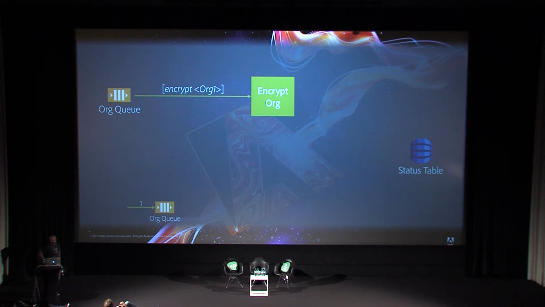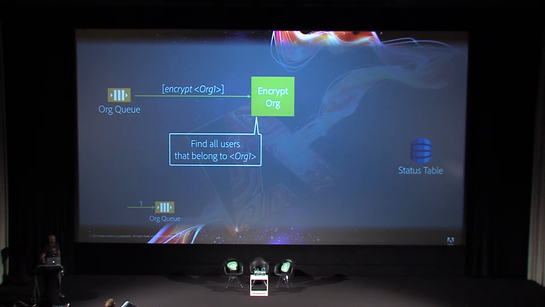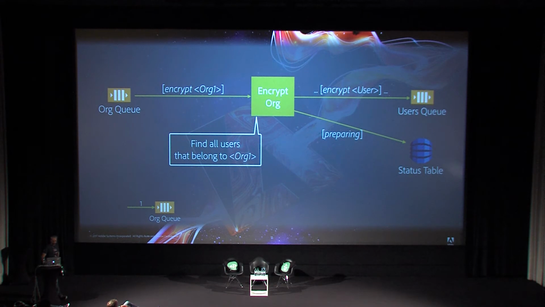So we have one message in that one org queue. Now, another part listens to that org queue and reads the message and finds all the users that belong to this organization and creates messages for each user in that organization and says, here, encrypt that user. And that is being put into another queue, the users queue. And we update the status table. And now we have created n messages for that one org queue message.